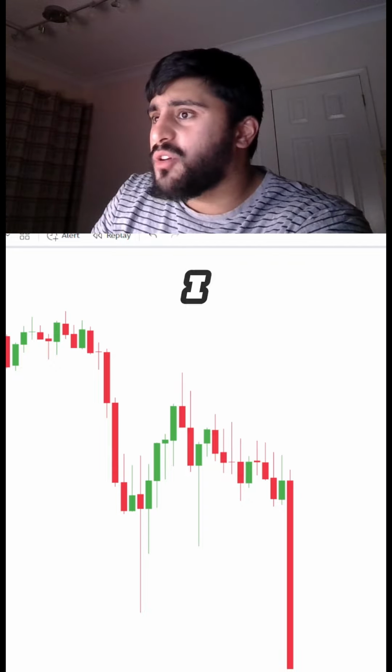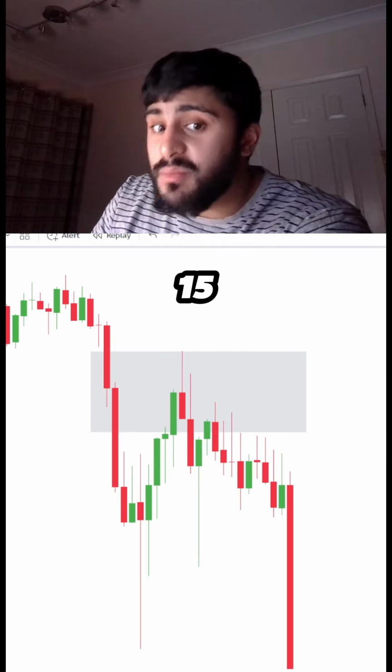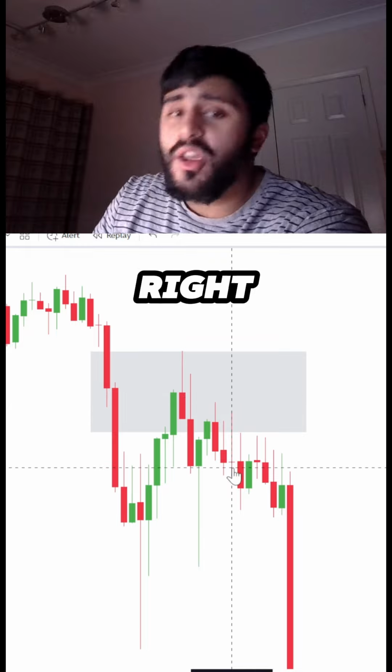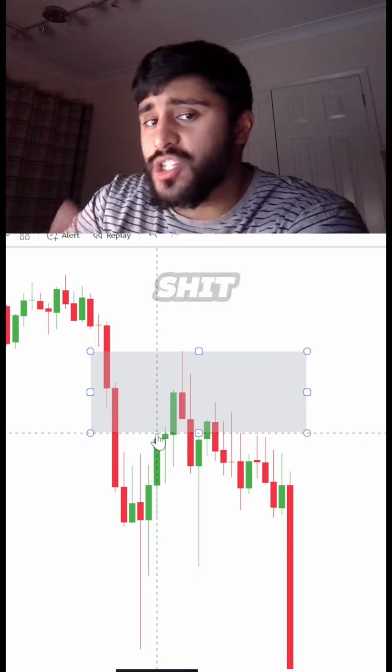The first thing I want traders to understand is that you need a fair value gap on the 15-minute time frame, right? 15-minute fair value gaps are the most important thing, right? Once you have that in place, you don't know whether this is an A plus fair value gap or a dog shit fair value gap.